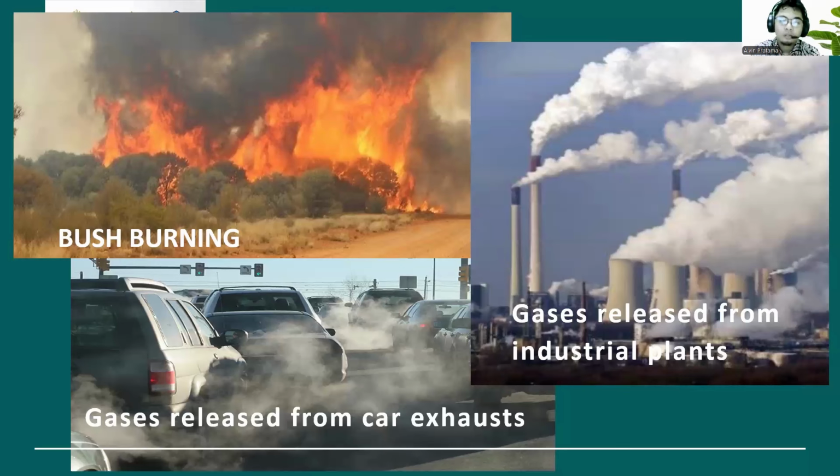And the last, we also see industrial plants. Factories and power plants release massive amounts of greenhouse gases, especially when they burn coal, oil, or natural gas for energy. These emissions have been increasing rapidly since the Industrial Revolution. So while natural processes still play a role, human actions like burning fossil fuels, deforestation, and industrial pollution are the main cause of accelerated climate change. And as the image shows, these activities are happening all around us every day and every time.